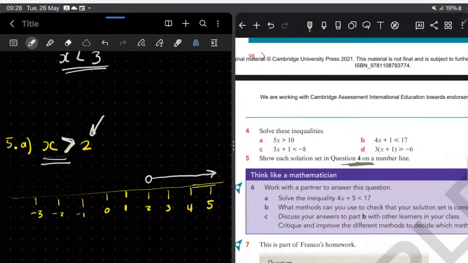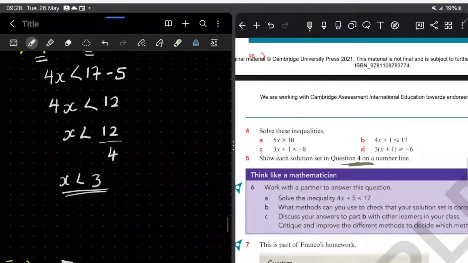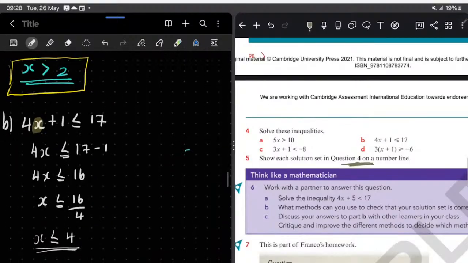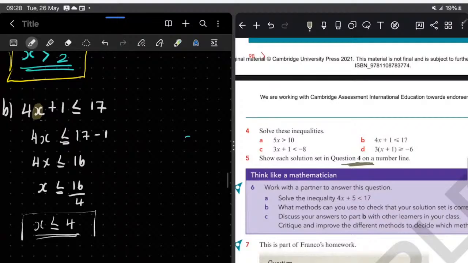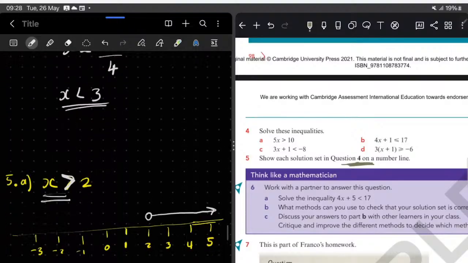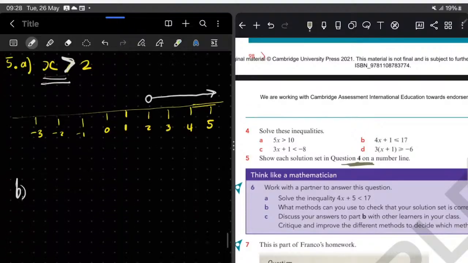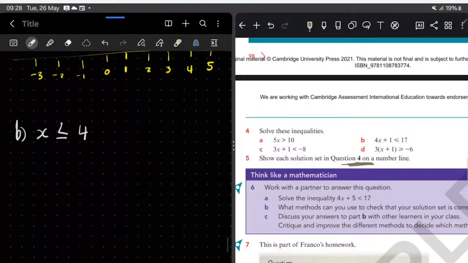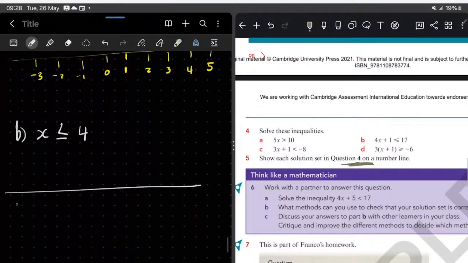You first put a circle at 2, then you check if x is greater than or less than, then you do it. Now let's do 5b. We are sketching for this one: x less than or equal to 4. So now we are putting on B, x less than or equal to 4, on the number line. Let's quickly put on the number line.